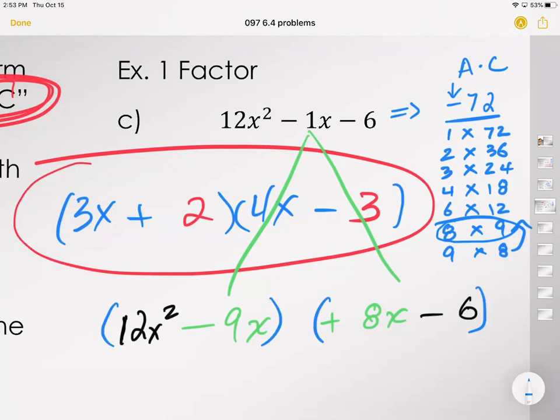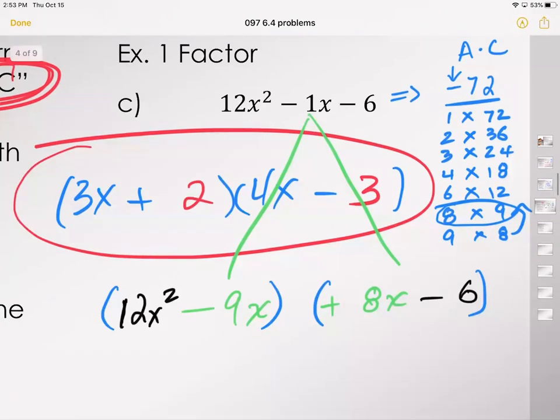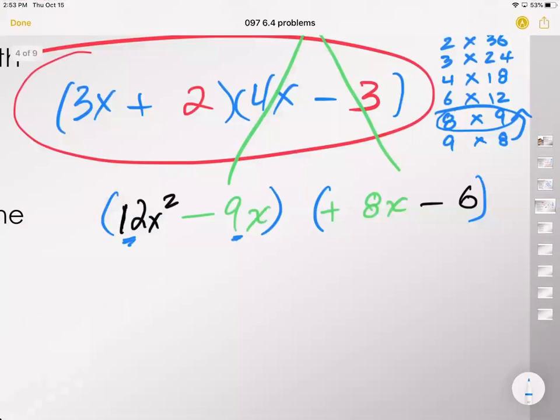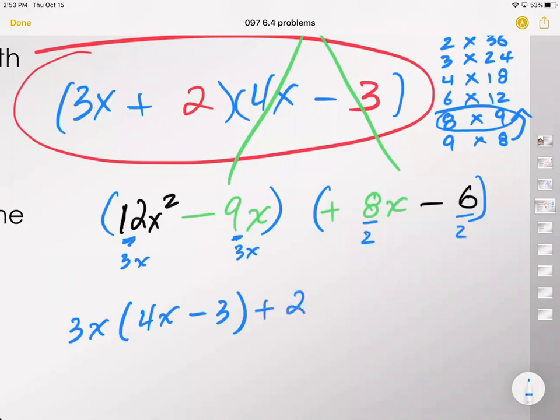What do I do in terms of this factor? Between the 9 and the 12, do you agree that I can bring out the 3x? 3 going into 12 is 4. x going into x is 1, right? 3 going into 3, 3 going into 9 is 3. There is no longer an x. And between a 6 and an 8, do you agree that I can bring out a 2? And 2 going into this gives me 4x, and 2 going into this gives me 3.